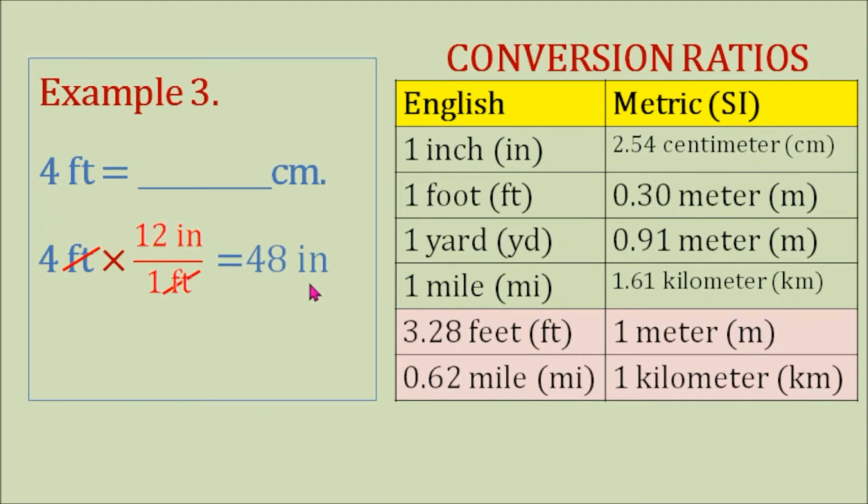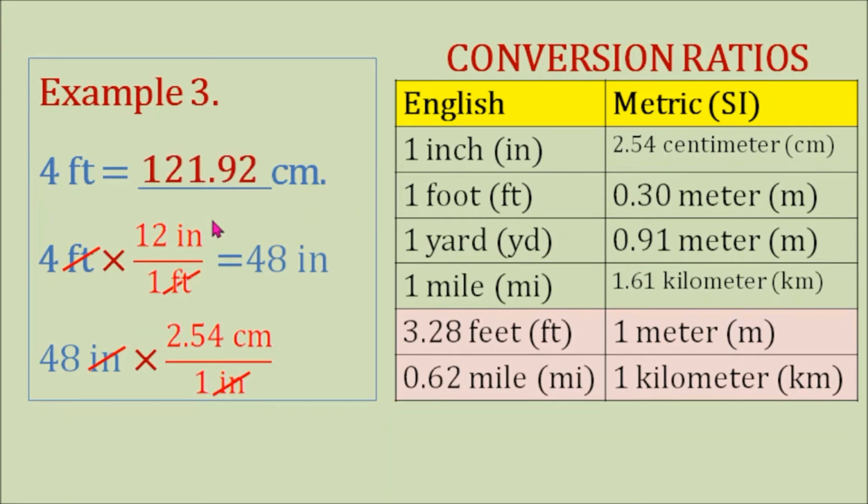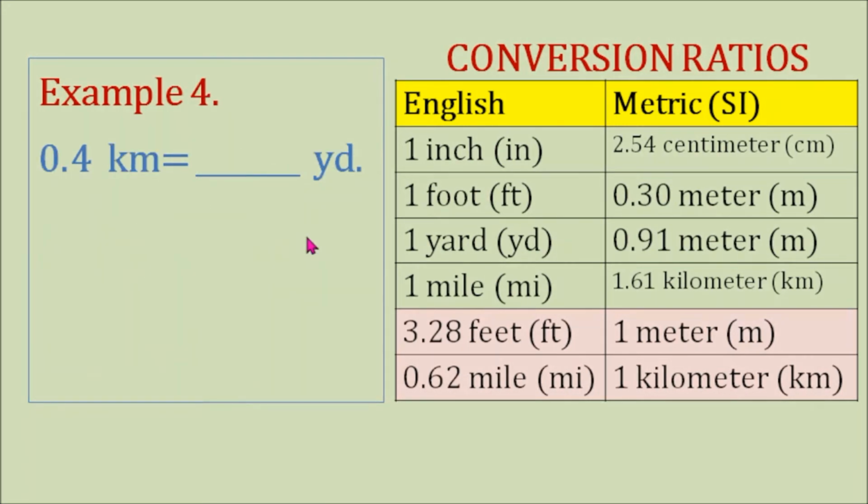So we will copy down 48 inches. Then multiply it by a conversion ratio. So we need a fraction that shows inch on the denominator. So that's 2.54 cm over 1 inch. So inch cancels out. So that means 48 times 2.54 cm over 1. And that's 121.92.